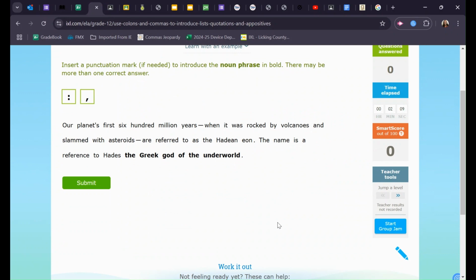First sentence. Our planet's first 600 million years, when it was rocked by volcanoes and slammed with asteroids, are referred to as the Hadean. I assume that's how you say that, eon. The name is a reference to Hades, the Greek god of the underworld. Well, I've got a little appositive phrase here. It's just renaming who Hades is. And to me, a comma would make the most sense here. Again, little phrases like this just tack on really nice with commas. Commas are like little staples in the sentence. You just use them to hook something else in there.